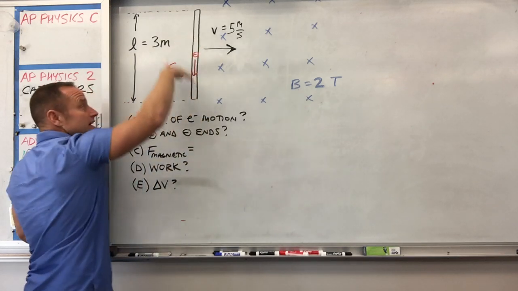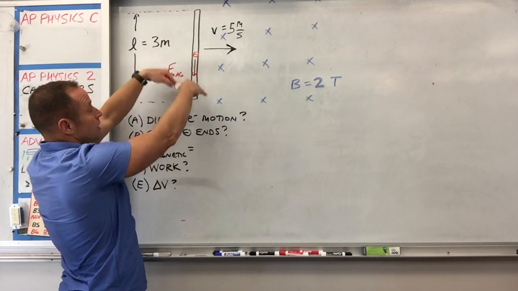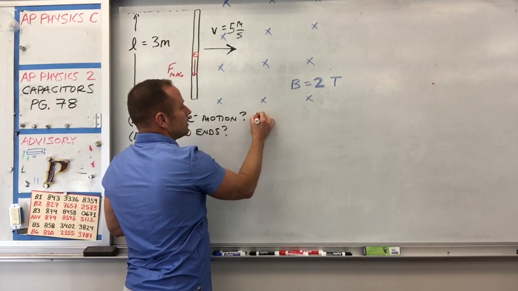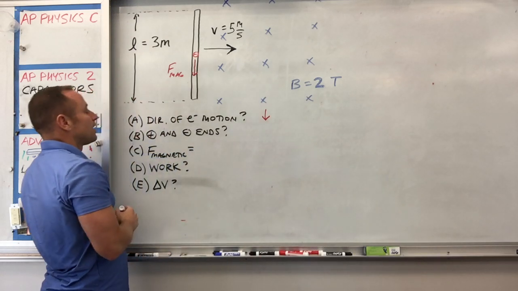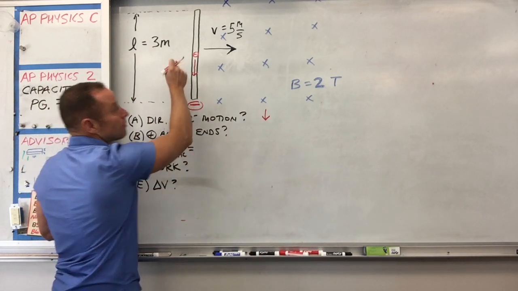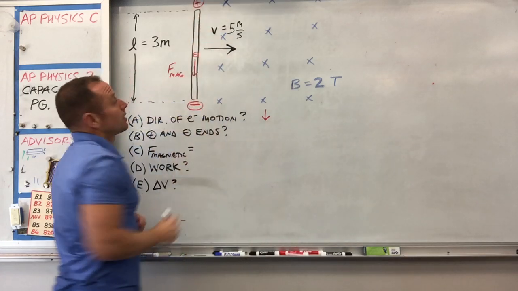Right, so the electrons are going to get shoved down when you get into the field. This magnetic force is going to shove electrons toward the bottom of the bar. So we're going to say the direction of the electron motion is just going to be this way. And what that's going to do is make this become the negative end of the bar when it's moving through the field, and then that will leave this end as the positive end of the bar.